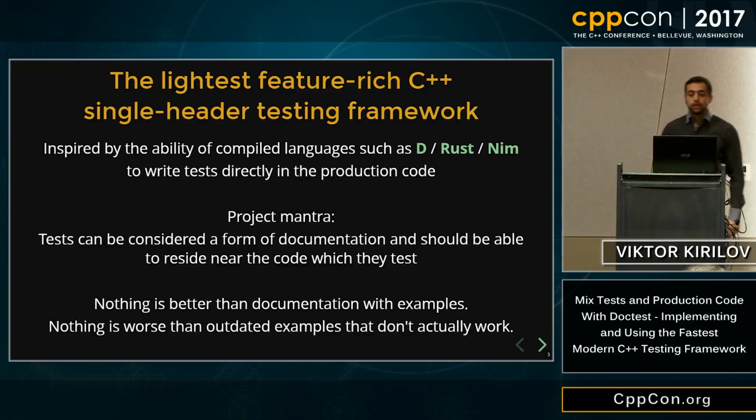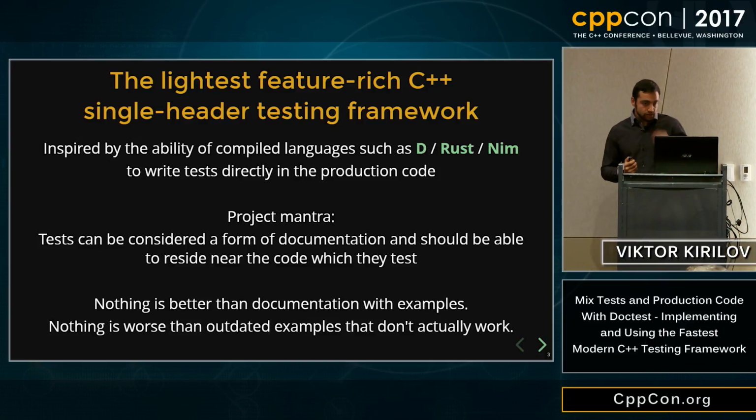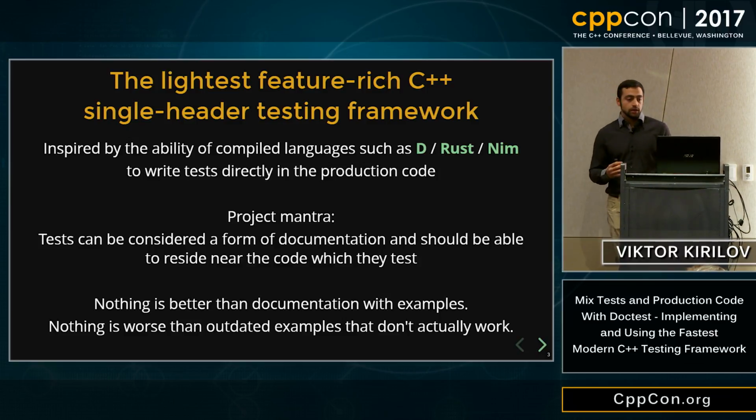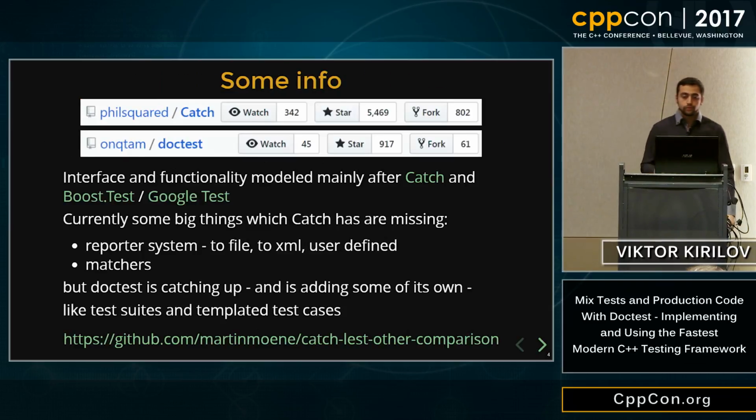So, Doctest was inspired by the ability of other compiled languages such as D, Rust, and Nim to have tests written directly in the production code. And the mantra of the project is that tests should be considered as a form of documentation, and they should be able to reside near the code which they test.